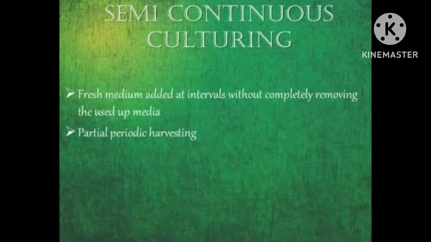And next slides on semi-continuous culturing. Semi-continuous culturing is the middle method between batch and continuous. The main points: fresh medium is added at intervals. You don't add media continuously, you add only after a few days. Partial periodic harvesting is also used.